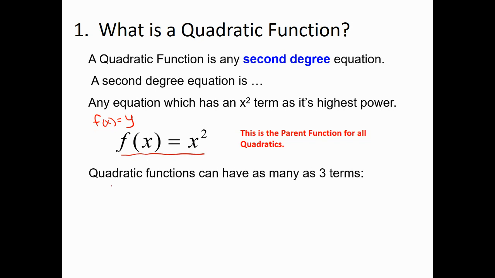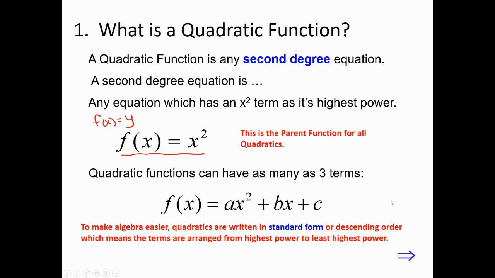Quadratic functions can have as many as 3 terms, okay? So here we go. And this is what the terms look like, basically. Okay, this is called standard form. So you're going to want to write this in your composition book. All right, so go ahead and write standard form, and then write this form in your notes: ax squared plus bx plus c. This form is extremely important.